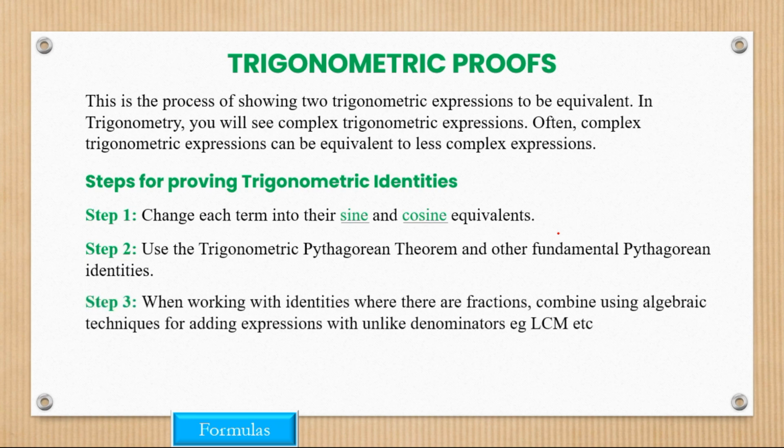Alright, so next, when working with identities where there are fractions, combine using algebraic techniques for adding expressions with unlike denominators, and that includes an example of LCM. So that will actually be helpful. So step 4, if possible, now this only applies for some numbers. If possible, factor trigonometric expressions. So that means factorization is going to be important in some examples.